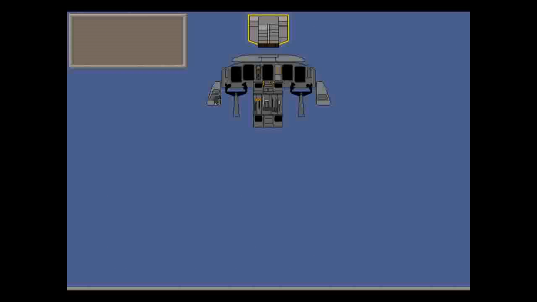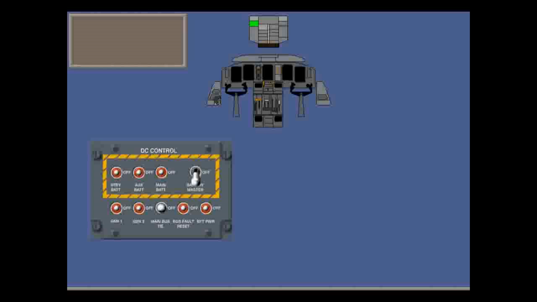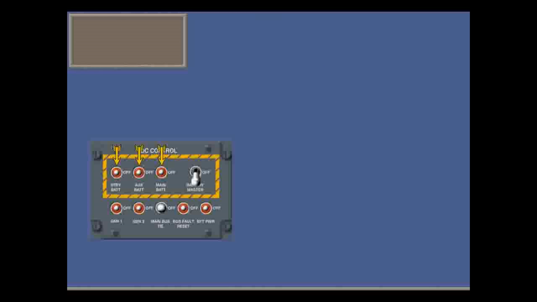On the overhead panel, there are only two panels that control the electrical system: the DC control panel and the AC control panel. The DC control panel lets you charge all three batteries by connecting them to their charging buses: the standby battery by connecting it to the left main feeder bus, the auxiliary battery by connecting it also to the left main feeder bus, and the main battery by connecting it to the right main feeder bus. The switches are inhibited under some conditions, for example if there is a DC bus fault.